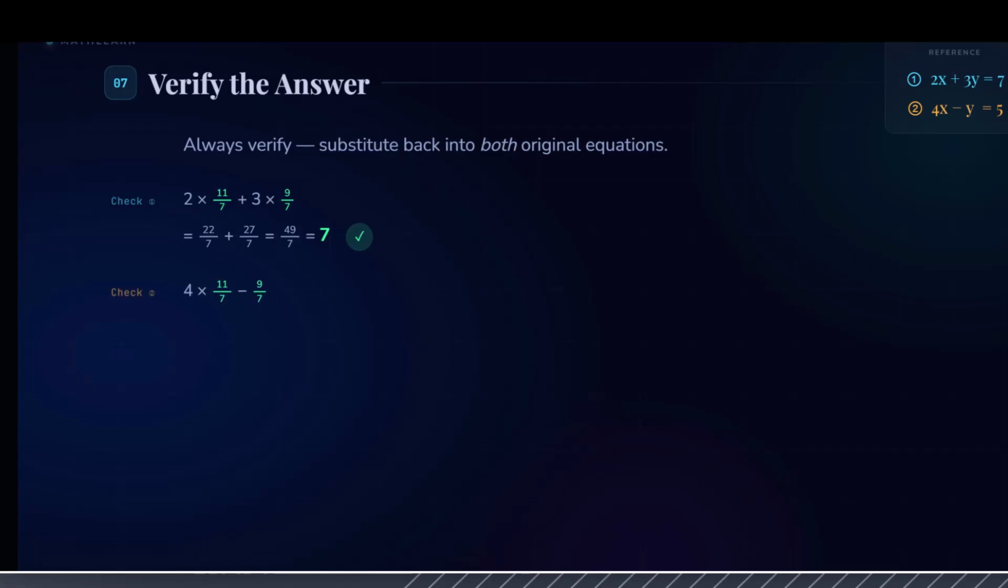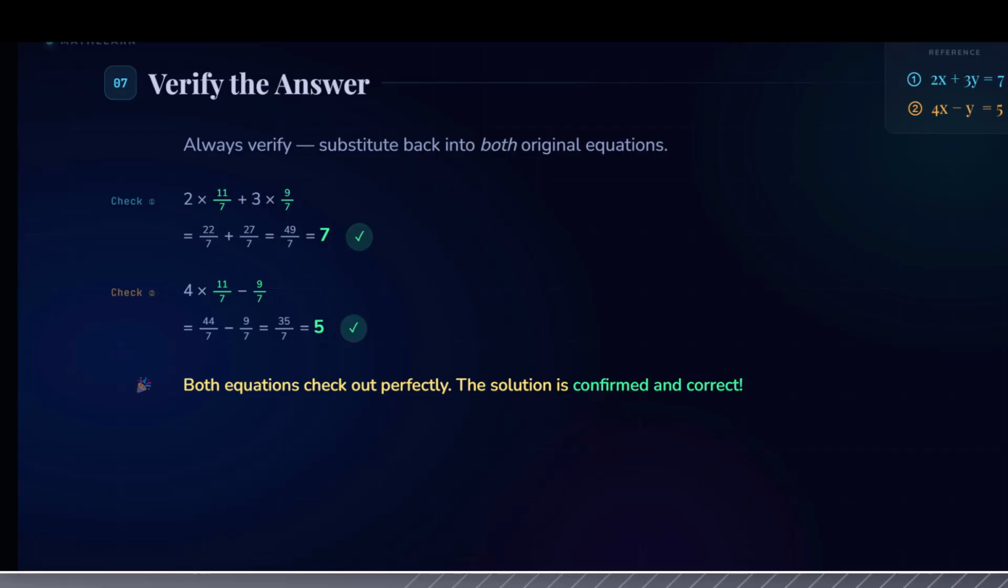Now check in equation 2, 4 times 11/7 minus 9/7. That gives 44/7 minus 9/7, which equals 35/7, which equals 5. Correct. Both equations are satisfied. Our solution is fully confirmed. Well done.